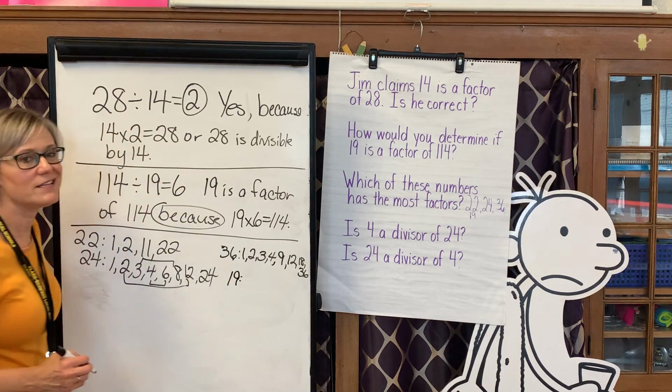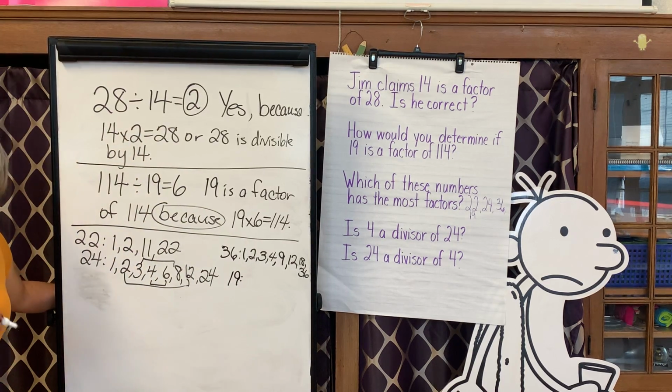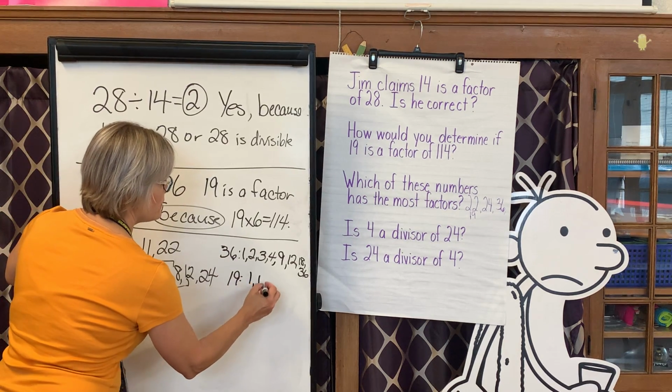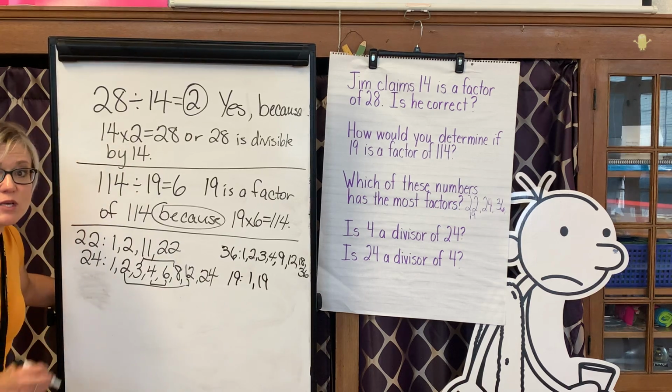All right, 19. All right, 19 is not even. No 0 or 5 in the ones. What kind of number is that? Okay, it only has 1 in itself. So it is prime.